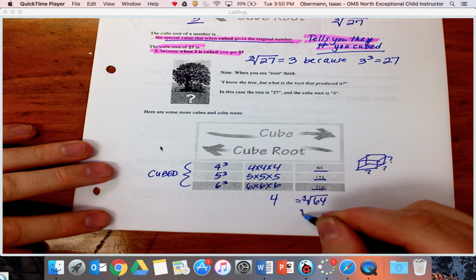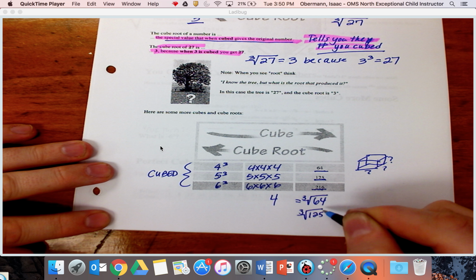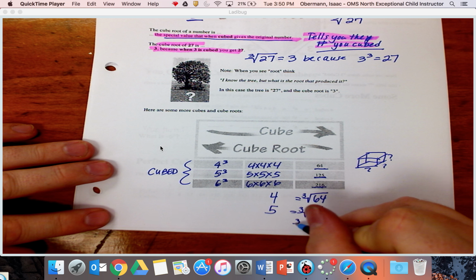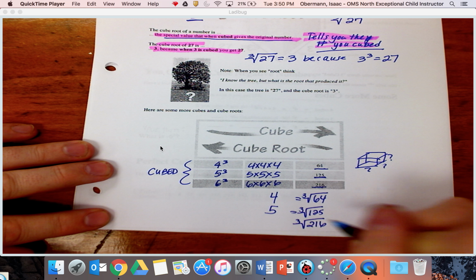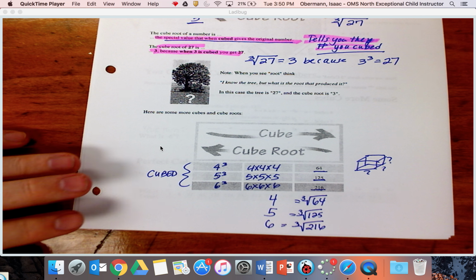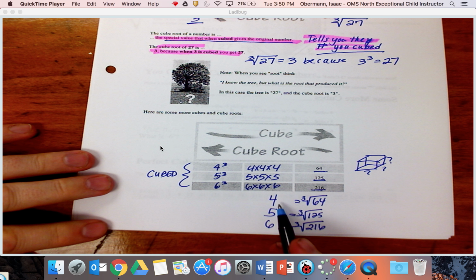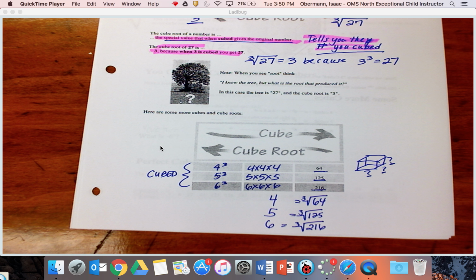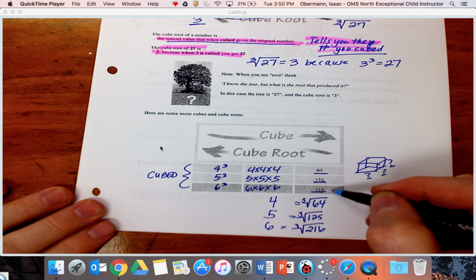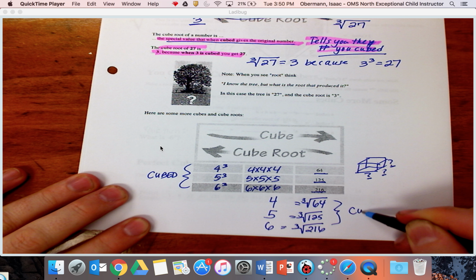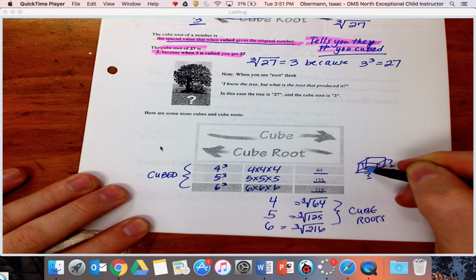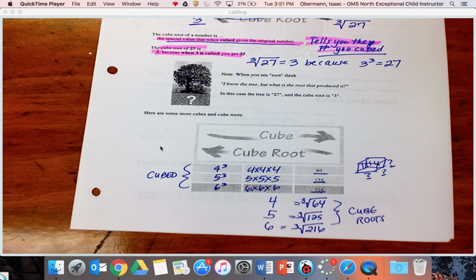I can also do the next one, 125. Take the cube root of that, and I get 5. You take the cube root of 216, and it tells me that it's 3 6's multiplied by each other. And remember, these will tell me the lengths of the outside of my cube, while these big numbers, which are my cubes, are going to tell me the volume of the inside of the cube. Okay, and so they go back and forth.